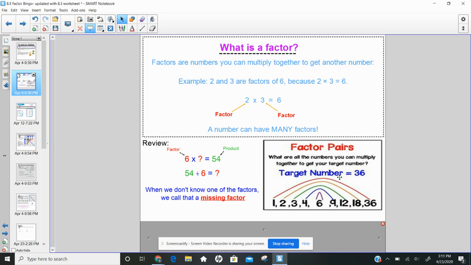And there are different factor pairs. If you're looking at the target number of 36, there are all of these numbers that are factors of 36, because you can take 6 times 6 equals 36. 4 times 9 equals 36. 3 times 12 equals 36. 2 times 18 equals 36. 1 times 36 equals 36. Okay, so since all these can be multiplied as a pair, that makes each a factor of that product.